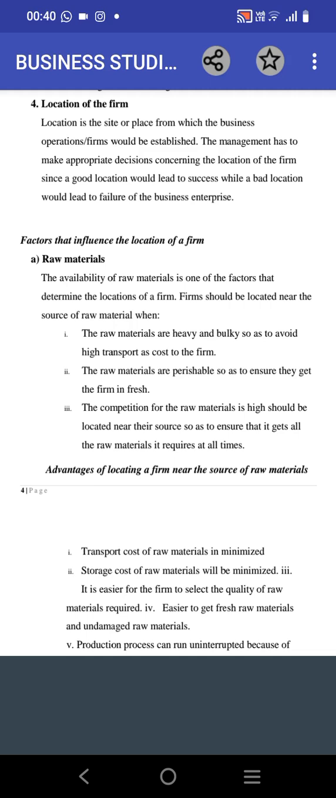Let's see factors that influence the location of farm. What factors make a farm to be located on a certain place or a certain area? Raw materials. The availability of raw material is one of the factors that determines the location of farm. Farms should be located near sources of raw materials.